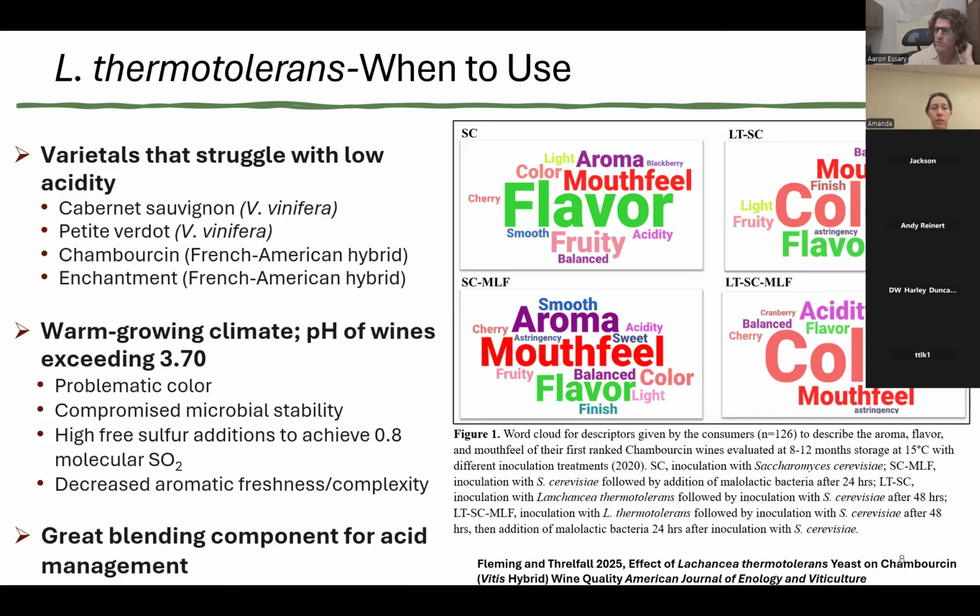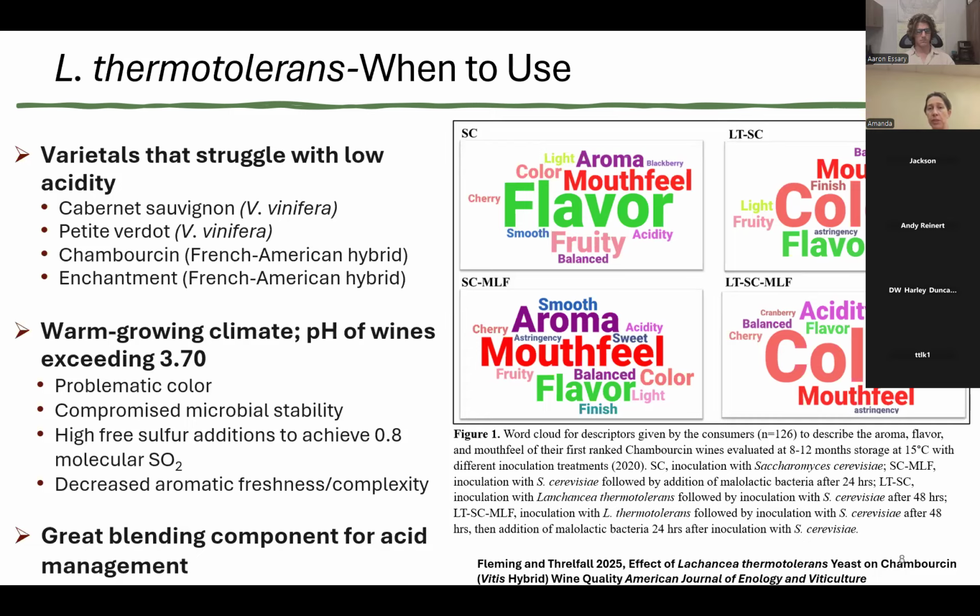And like I said, I think that Lachancea thermotolerans is also a great blending component for acid management in a wine that has lower acidity and higher pH. So this figure on the right is from a publication of mine from my master's, and I was looking at using Lachancea thermotolerans with and without malolactic fermentation, with the control being Saccharomyces cerevisiae.